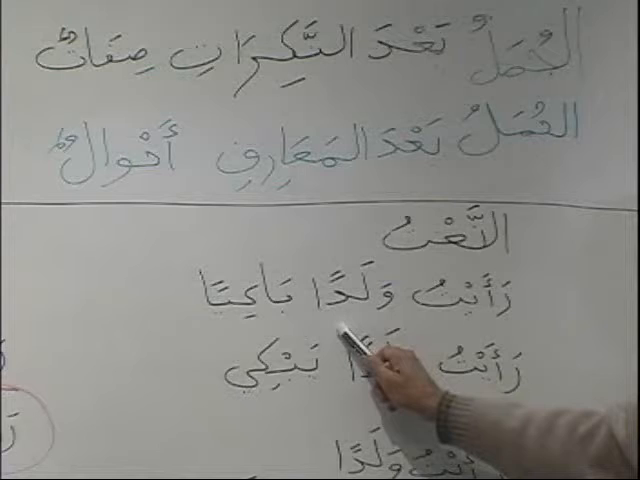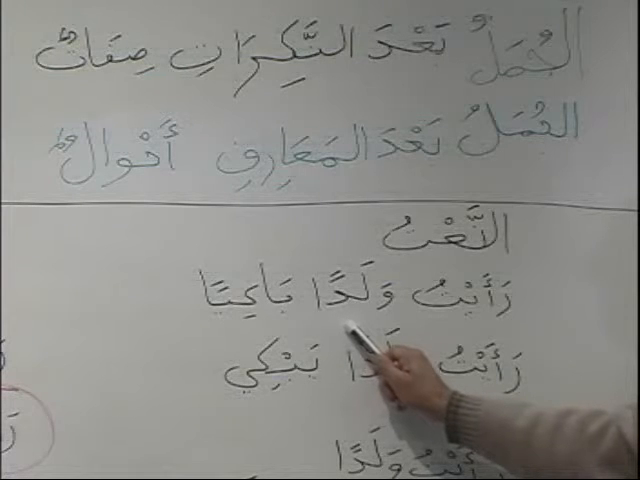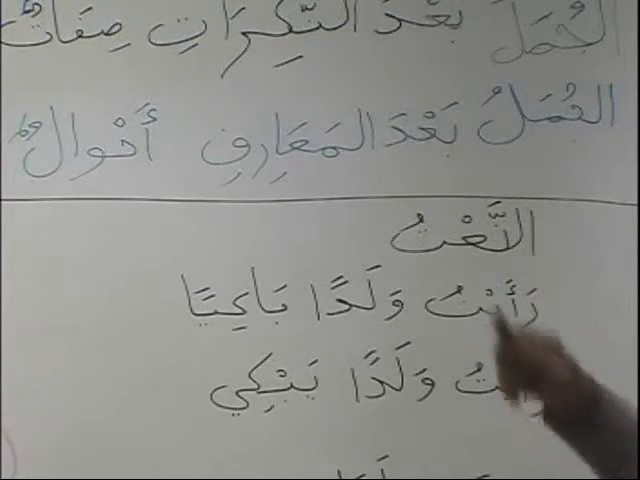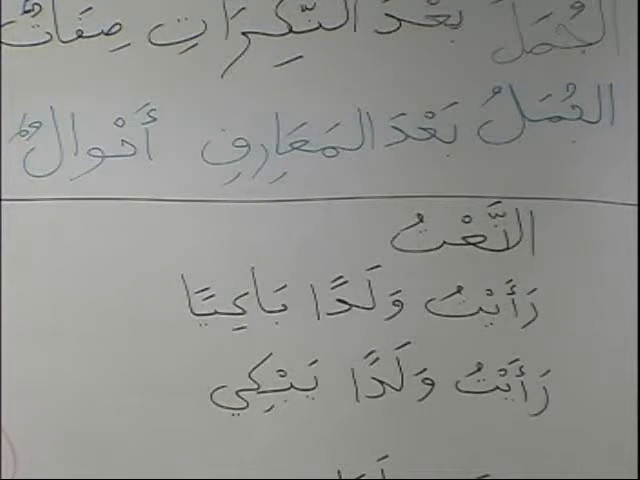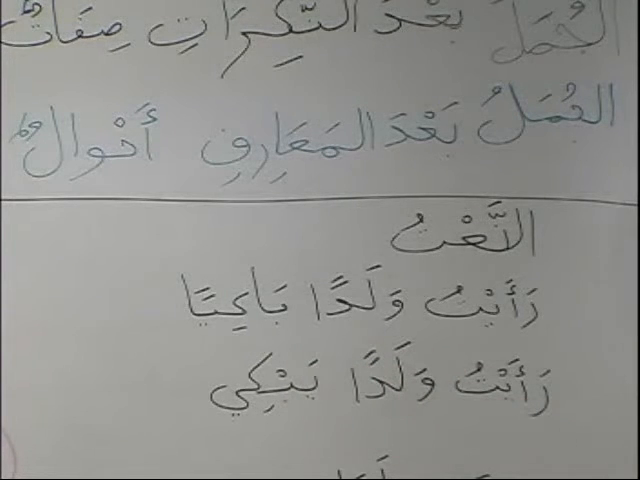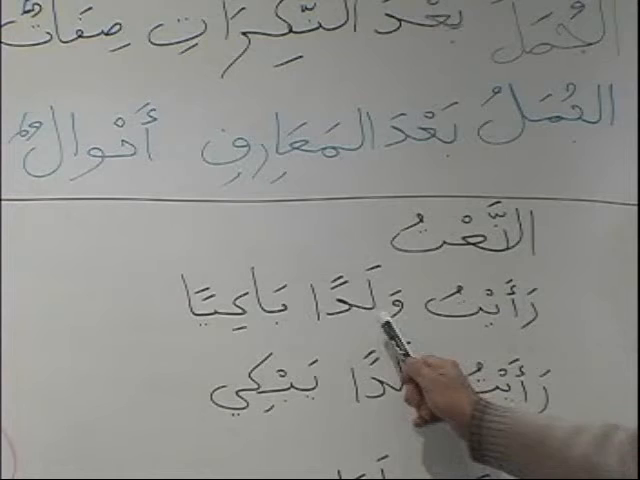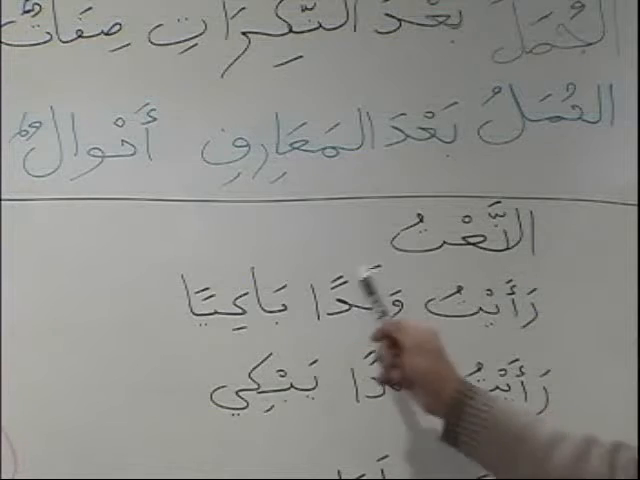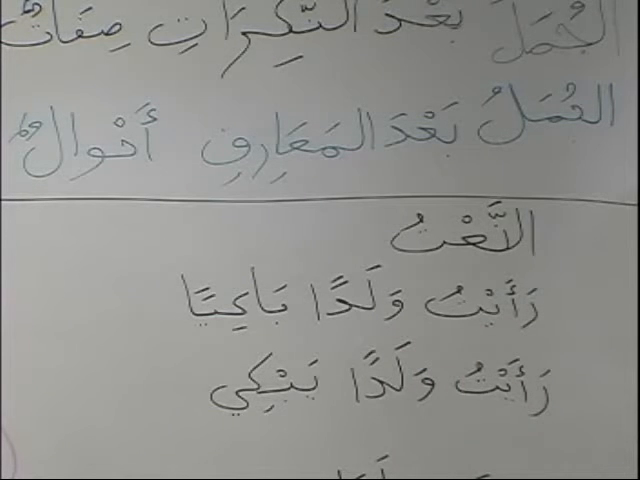Ra'aytu waladan. What is waladan? Indefinite. So what is baqiyan? Naat. Correct? Okay. Now I want to change that baqiyan, which is naat, into hal. But remember, the noun is indefinite. How will I change that baqiyan into hal?